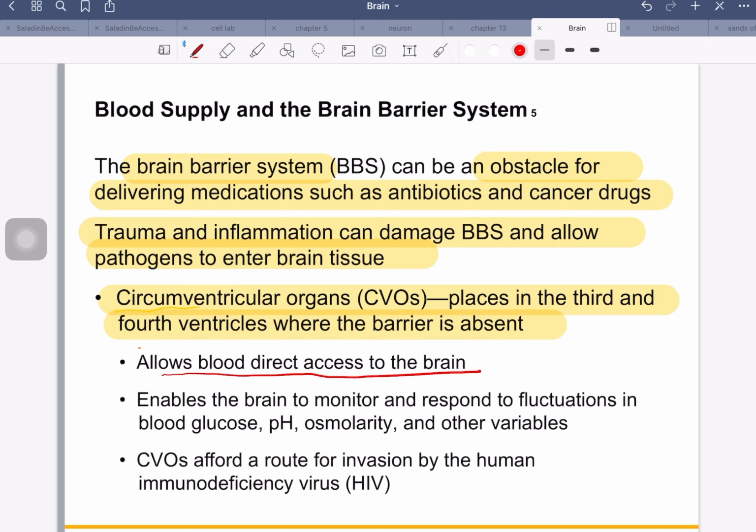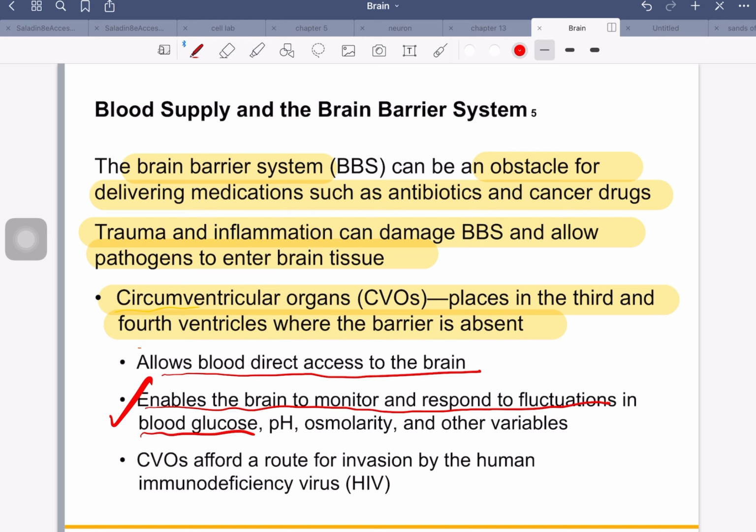Now, this is a bit of a trade-off that we're doing. But what it does is allow the brain to monitor and respond to fluctuations in things, and look how important these are. Blood glucose, that is something that the brain would want to know. If blood glucose is going down, it would want to know about that because it's trying to look after itself.